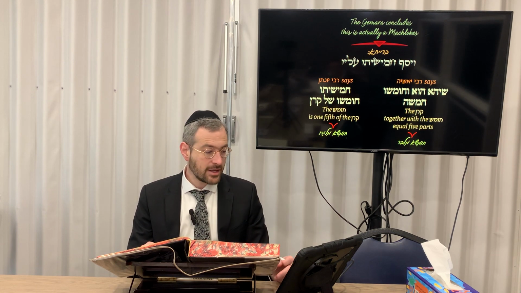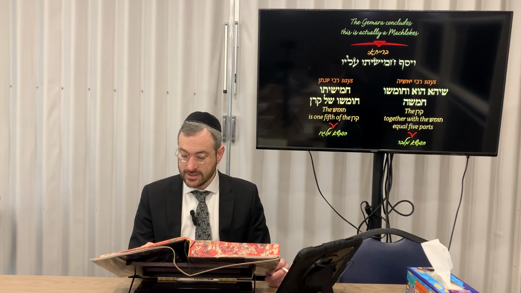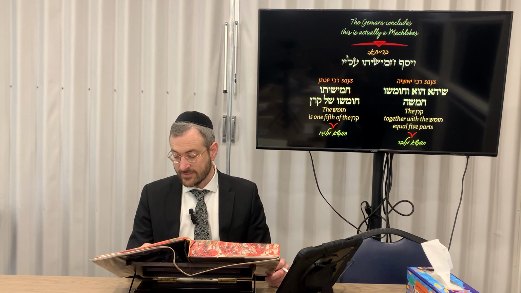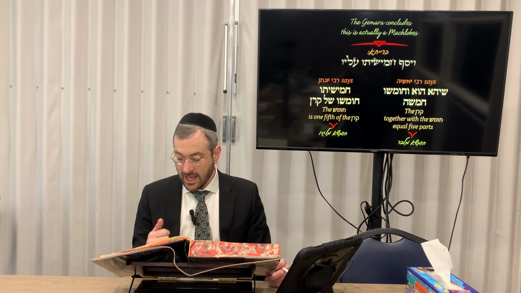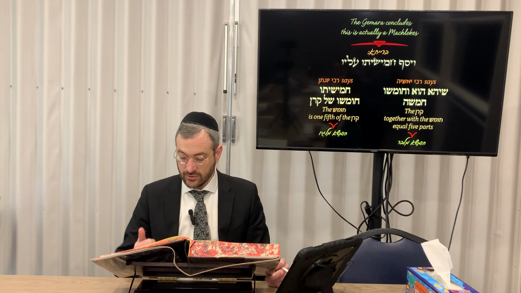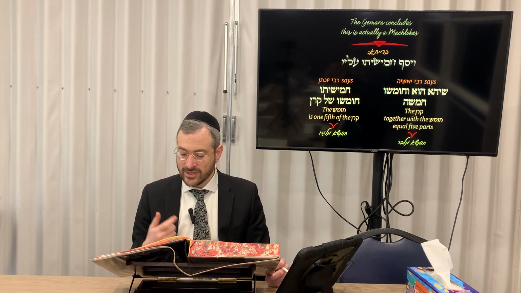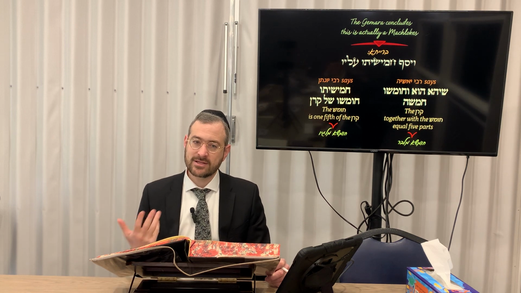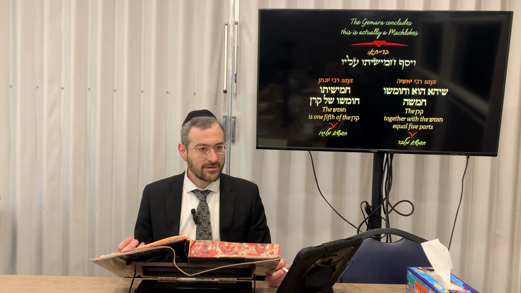Why? Because the halacha is that the owner has to add on a fifth when he's redeeming his field. So his 20 is really 25, because everyone else is not adding on a fifth. So of course his bid is going to be more preferred.